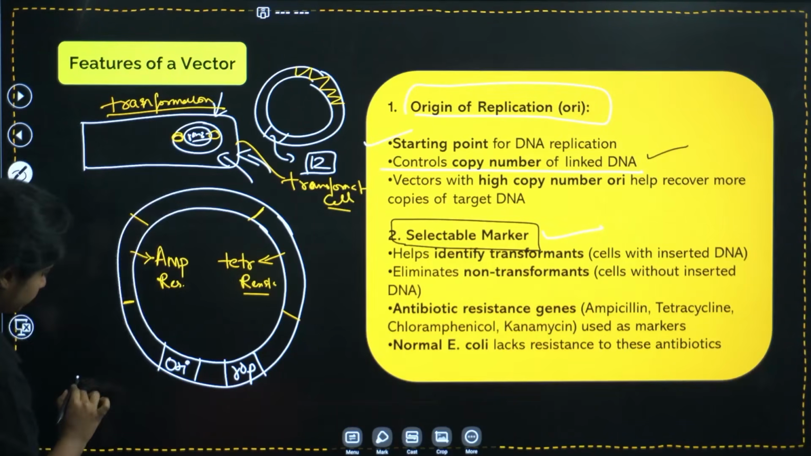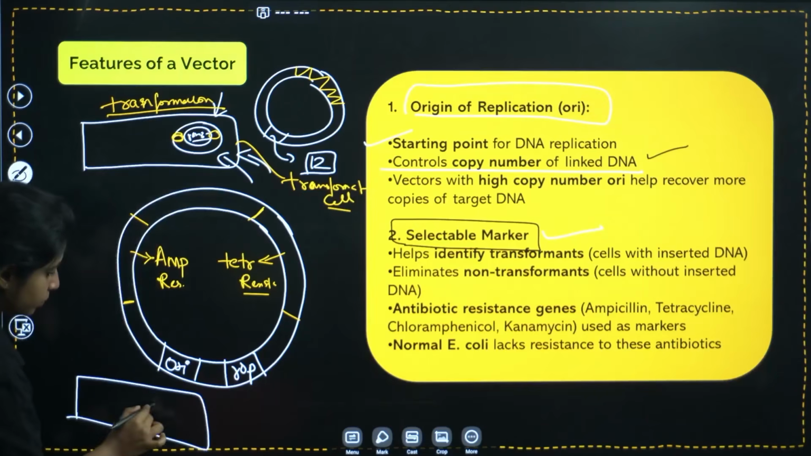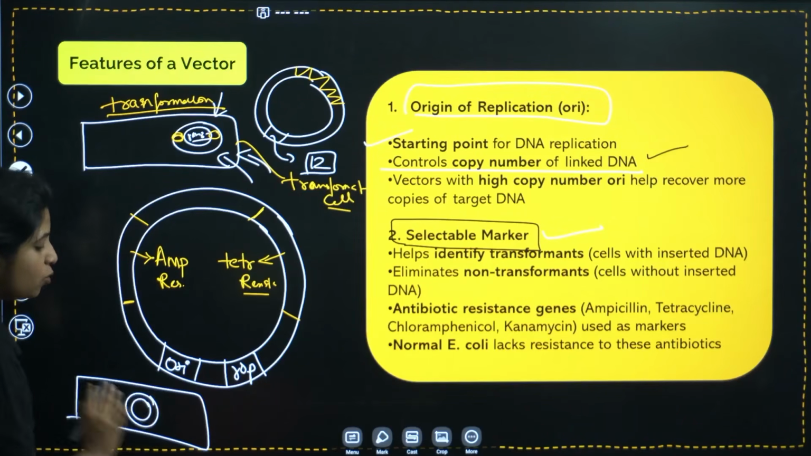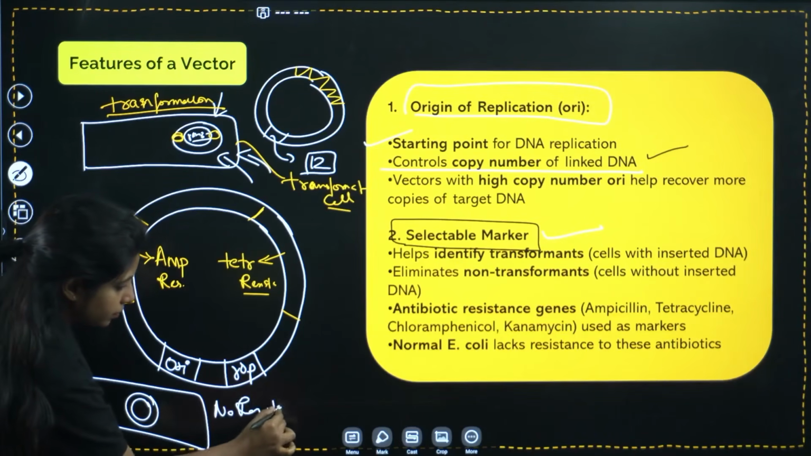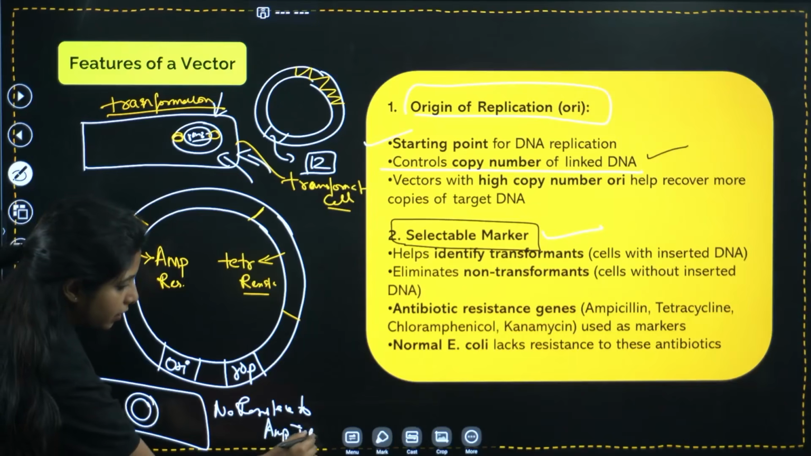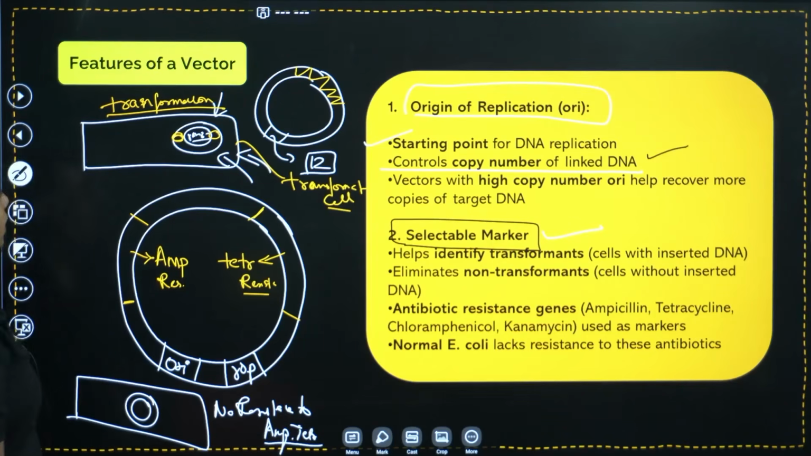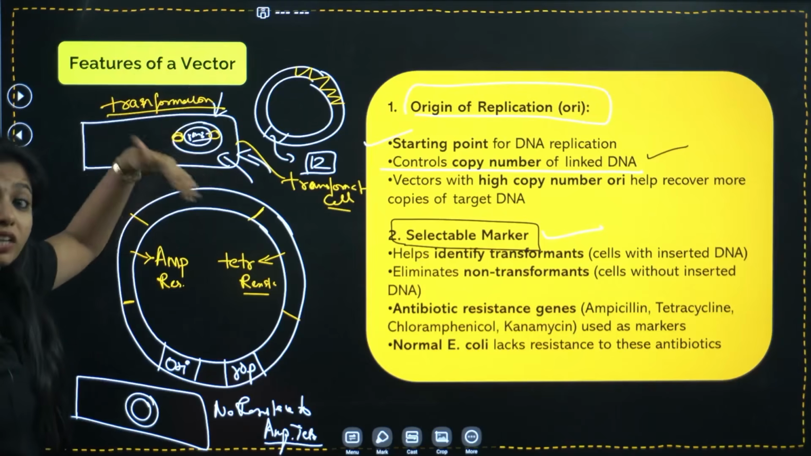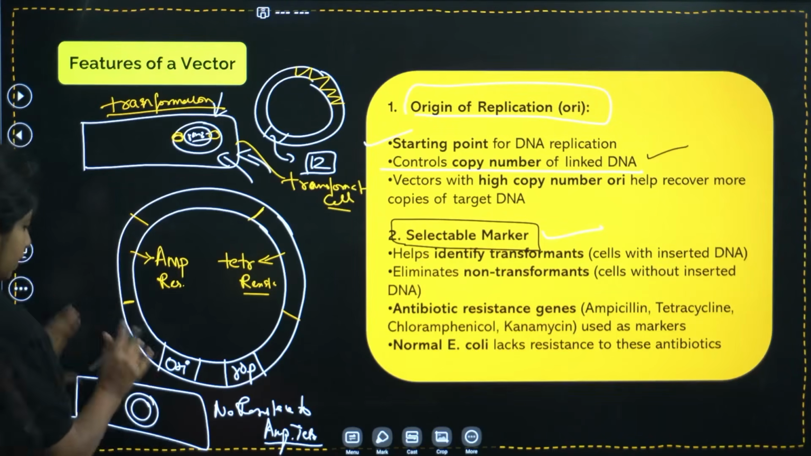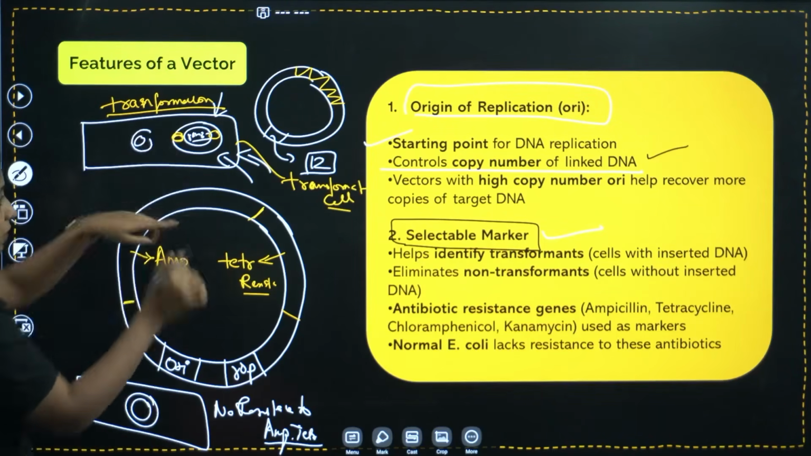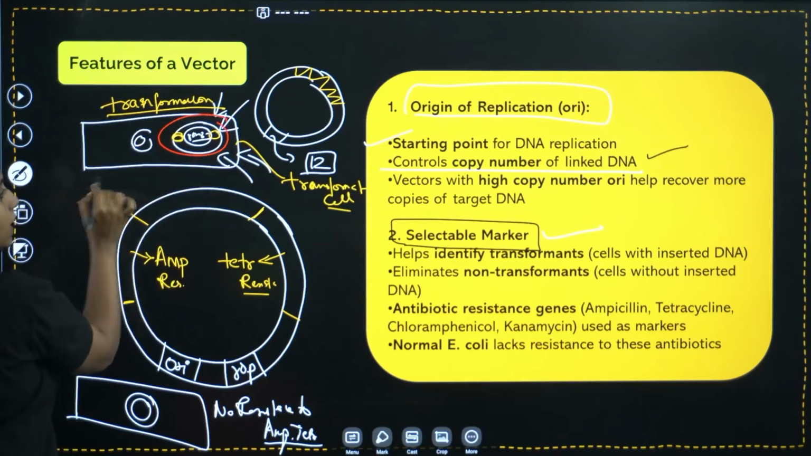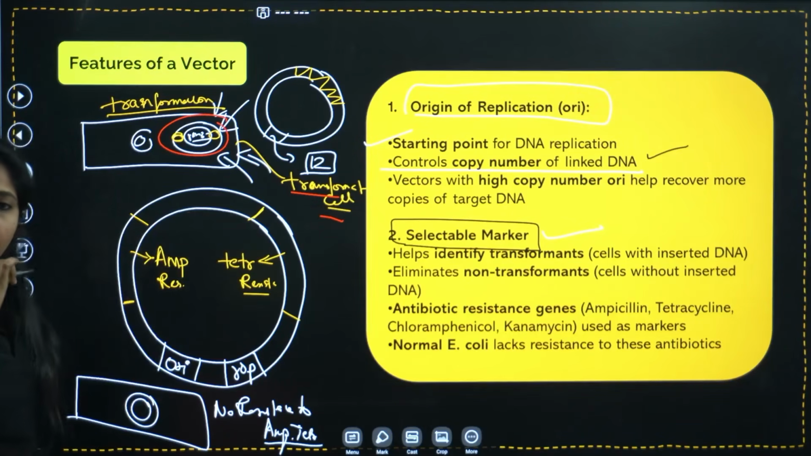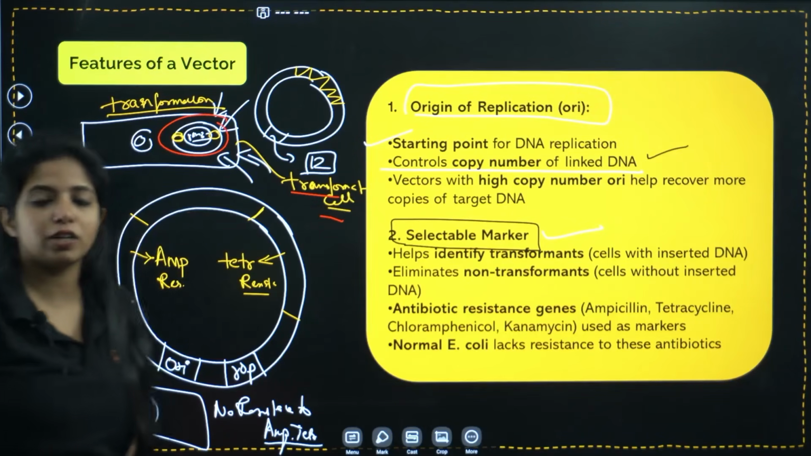This cell was initially like this, where a normal plasmid was there, no resistance was there. So no resistance to ampicillin or tetracycline. Here, this is a transformant cell. This is the same thing that we had. Now you have an additional thing right there. This is a new thing that you have got. This is now known as a transformant cell.